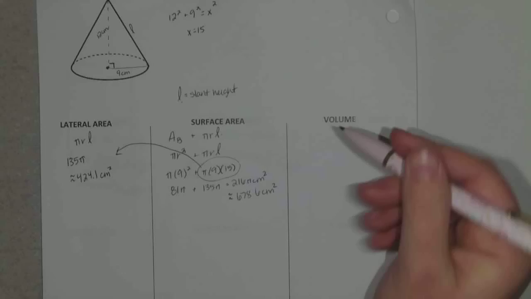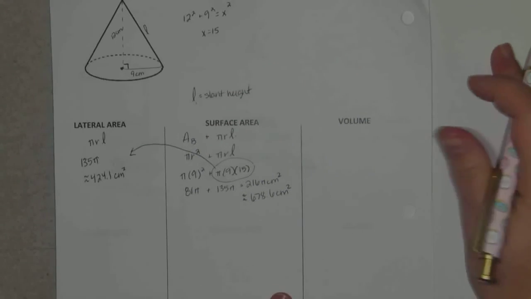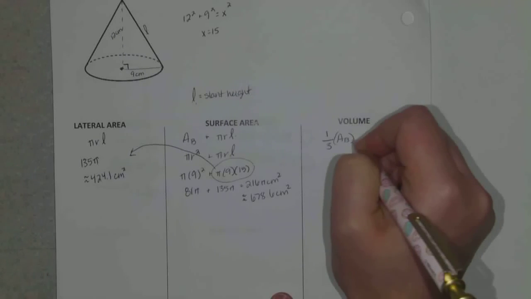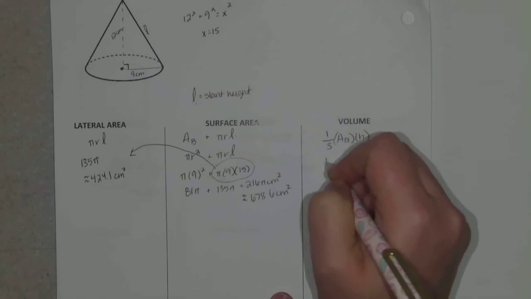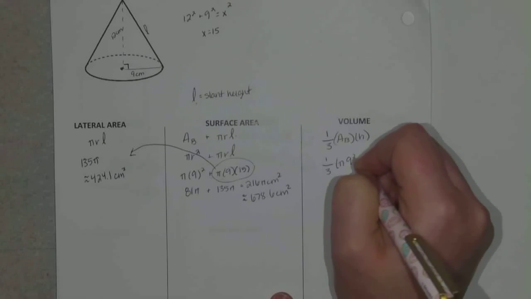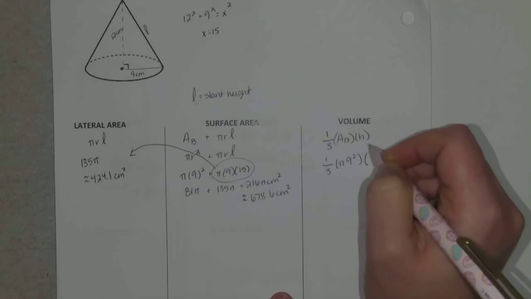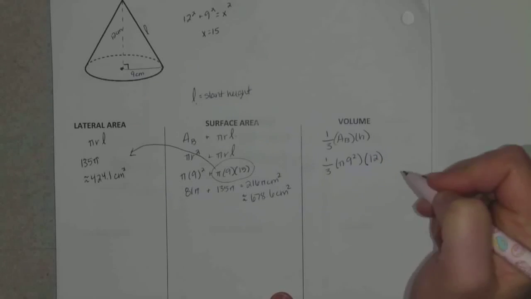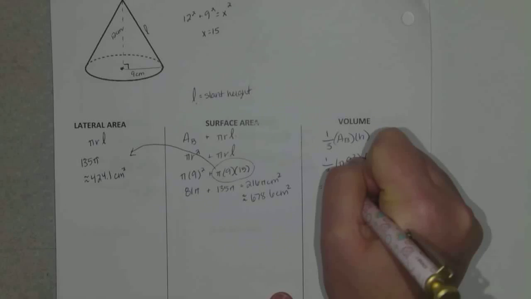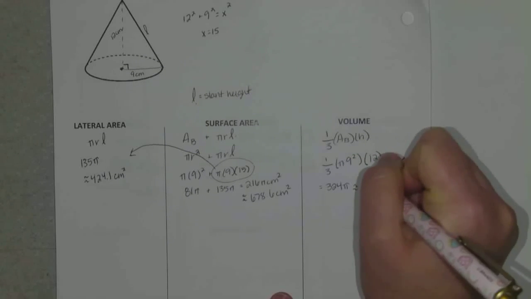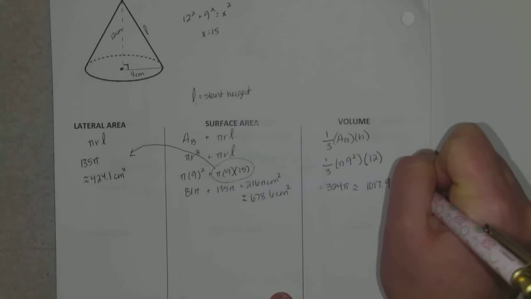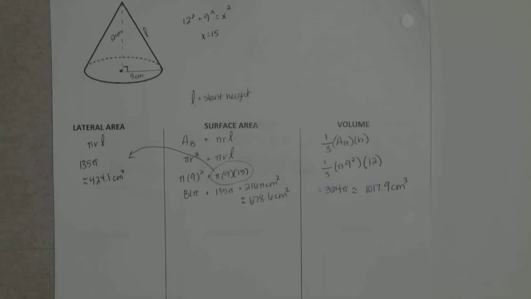And now the volume is the same formula as the pyramid. So it's a third of the area of the base times the height. So a third times pi times 9 squared times the height of the cone, which is 12. So if you left your answer in terms of pi, you'd have 324 pi, which is approximately equal to 1,017.9 centimeters cubed. That's it.